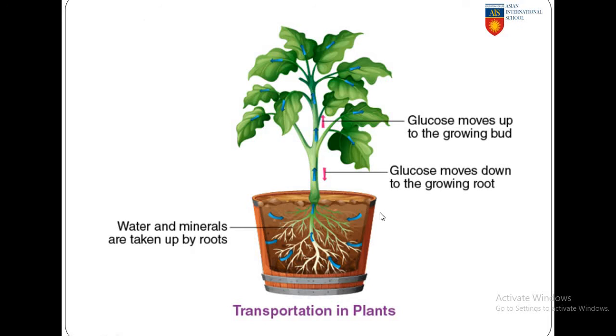The water and minerals are taken up by the roots. You can see the blue color indicates the water and dissolved minerals, taken up by the roots to the upward parts of the plant. Whereas glucose is formed in the leaves during photosynthesis. We read about this. The glucose is transported from the leaves to the different parts of the plant, moving down to the growing roots and all the branches.